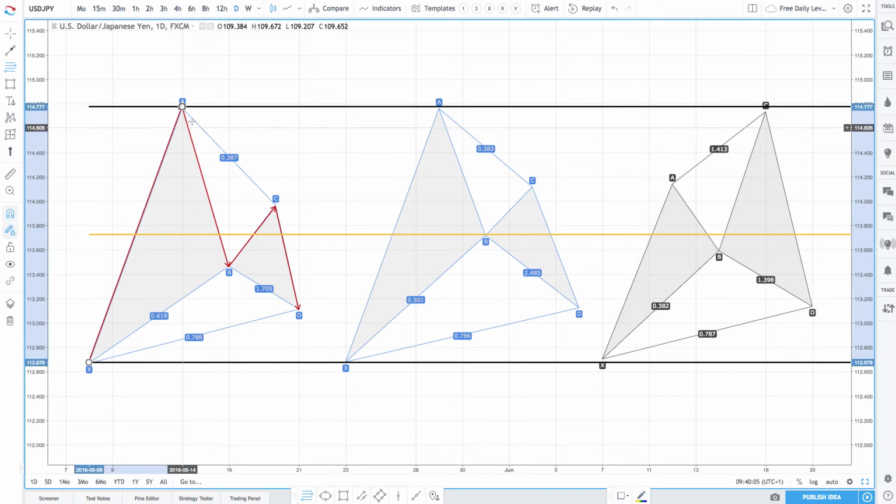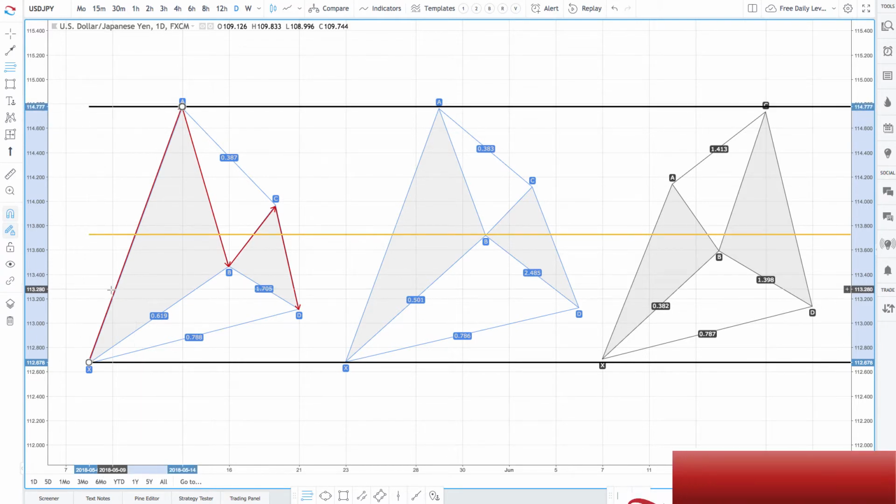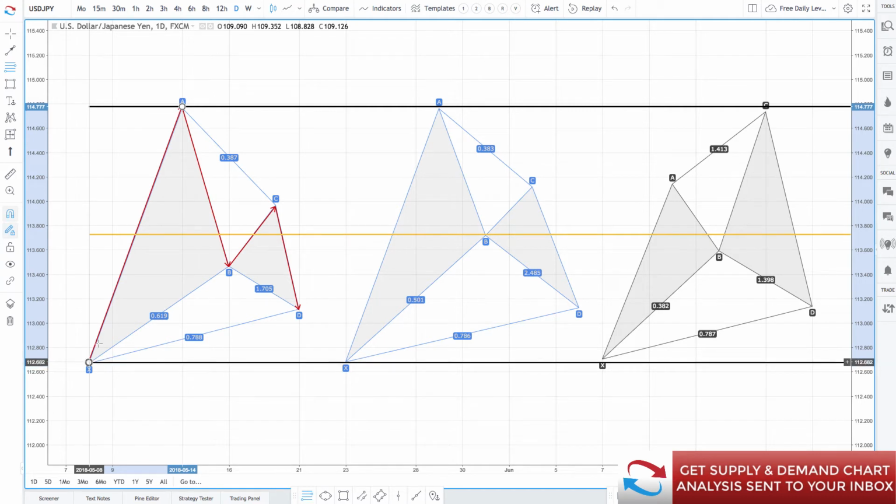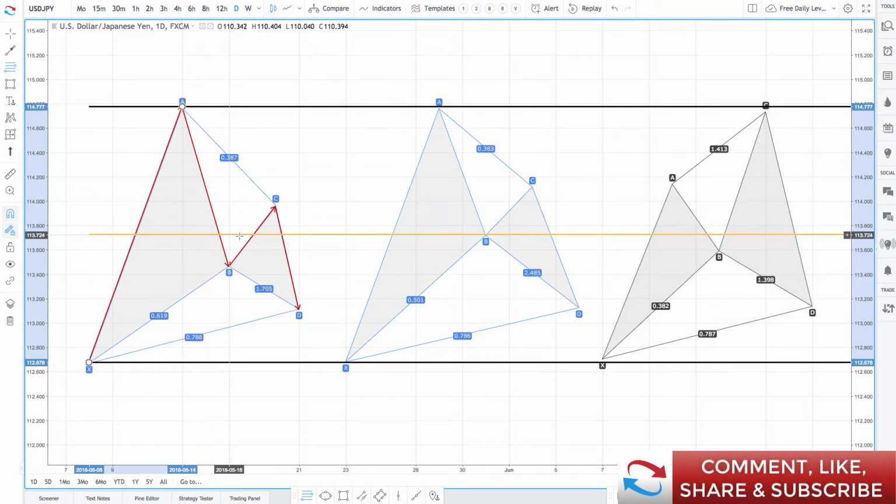Now, if prices can't break higher than A, then we have an agreed value range between X and A. What we mean by agreed value range is that traders have agreed that prices are valued between this low and this high. This is expensive, this is cheap, and the 50% level is fair value, in between the low and the high level.